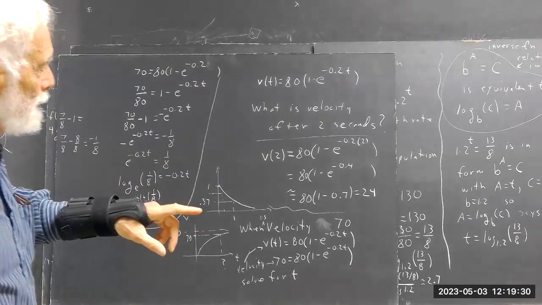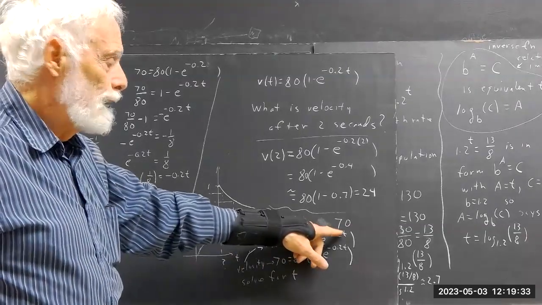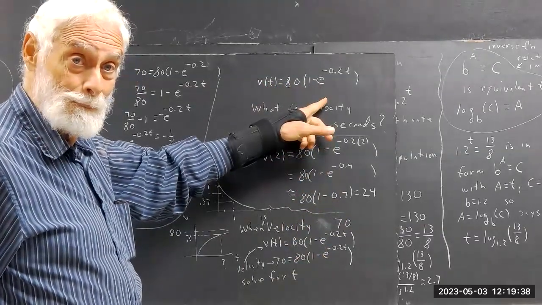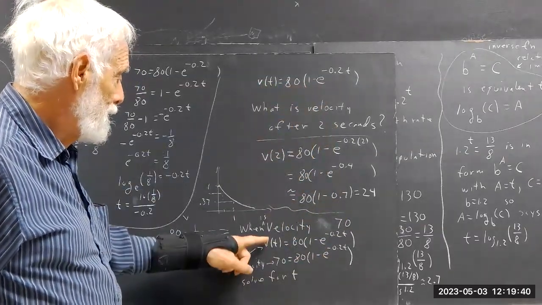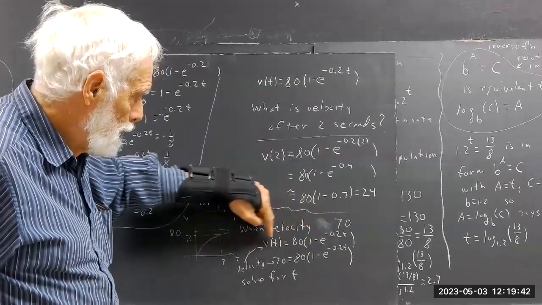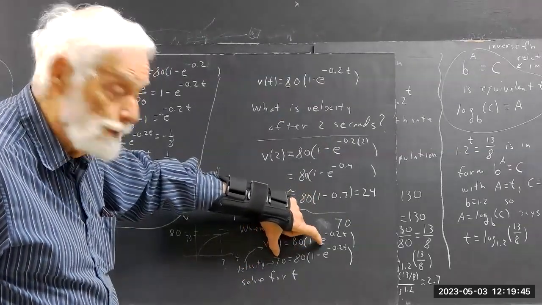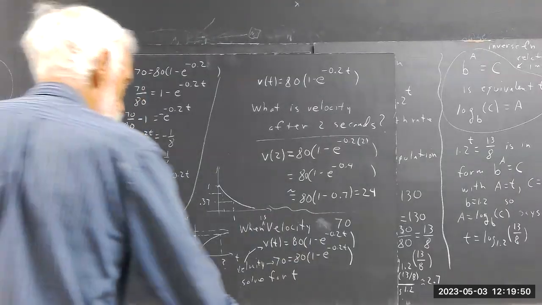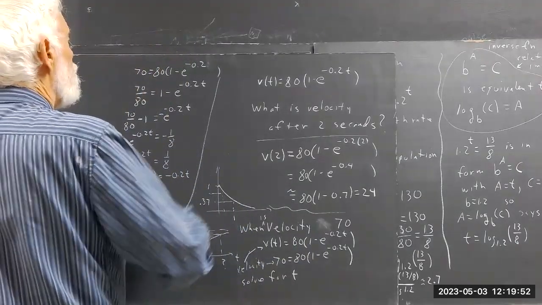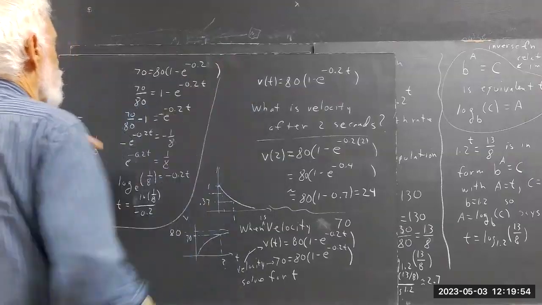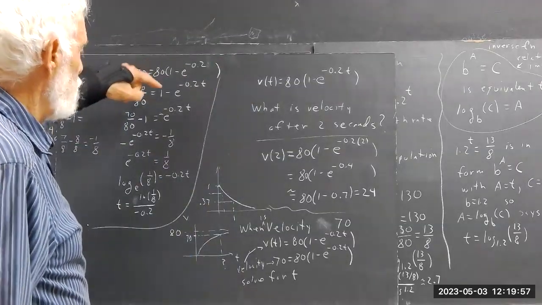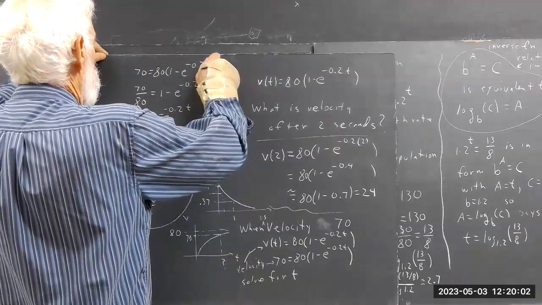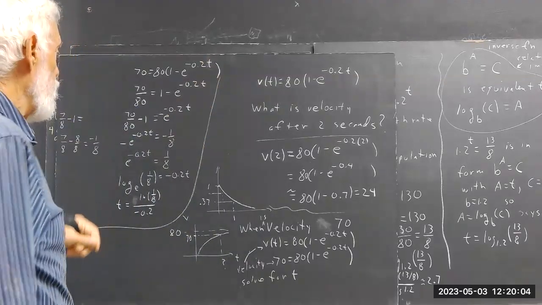But that's not what's really important. What we want to do next is find out when the velocity is 70. Well, velocity is this, right? So replace this by 70. Here's the equation again. Replace V of T by 70 and we get this equation. Okay.